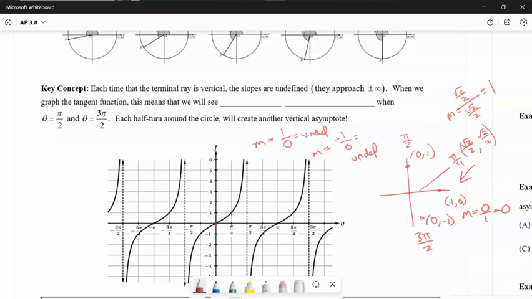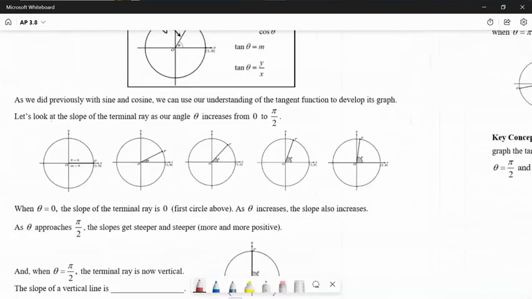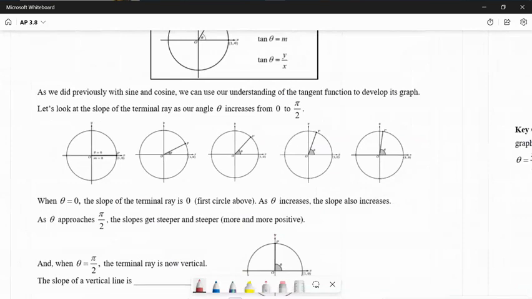So let's go back to the front page now, and I think it will make a little more sense how they're explaining this. Basically they're saying, let's look at the slope of the terminal ray as our angle increases from 0 to pi over 2. At this point here, our slope is 0. Then I'm going to assign some potential slope values here. Let's say this is m equal to 1/2. Let's say this is m equal to 1. Let's say this is m equal to 3.